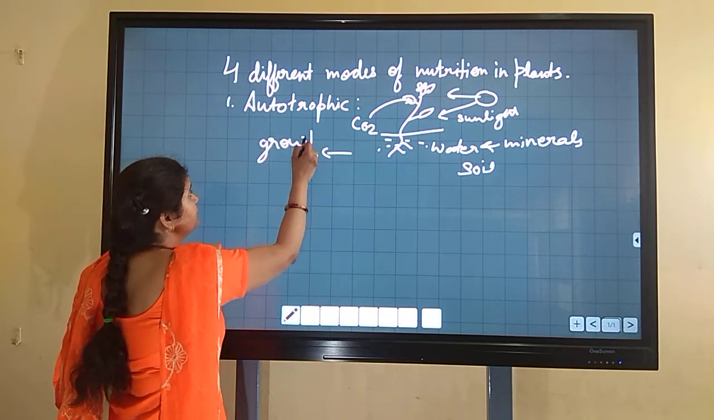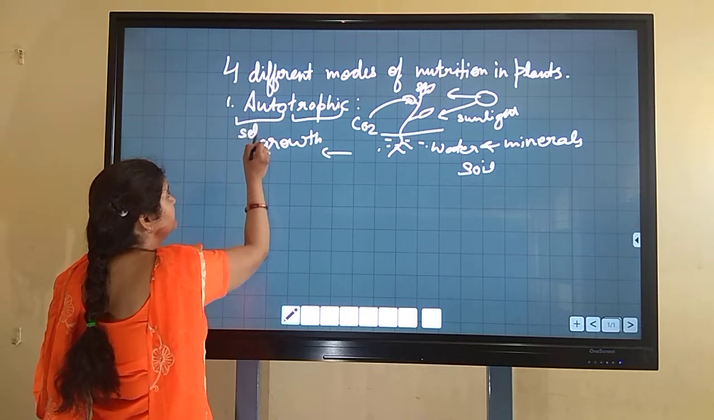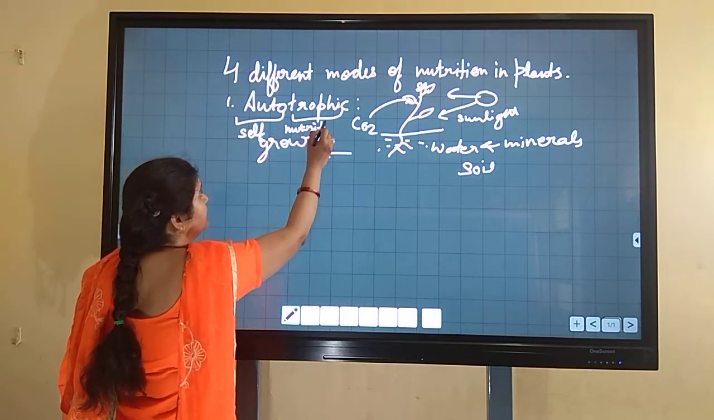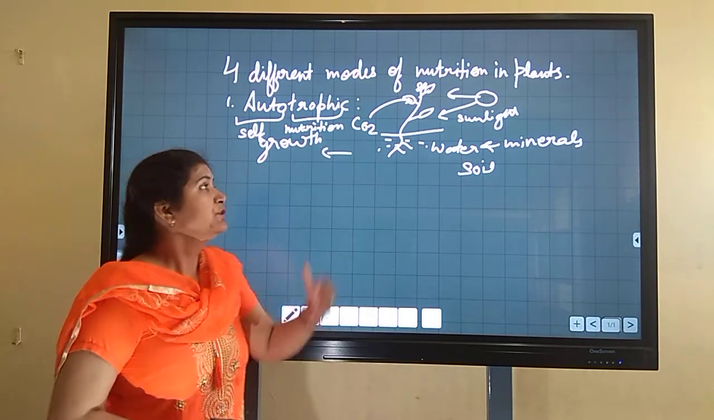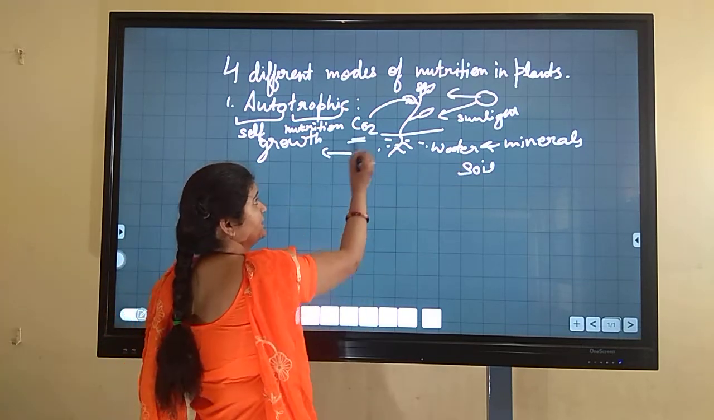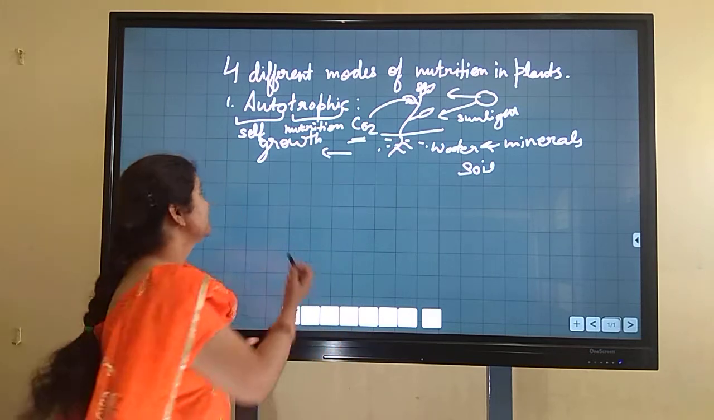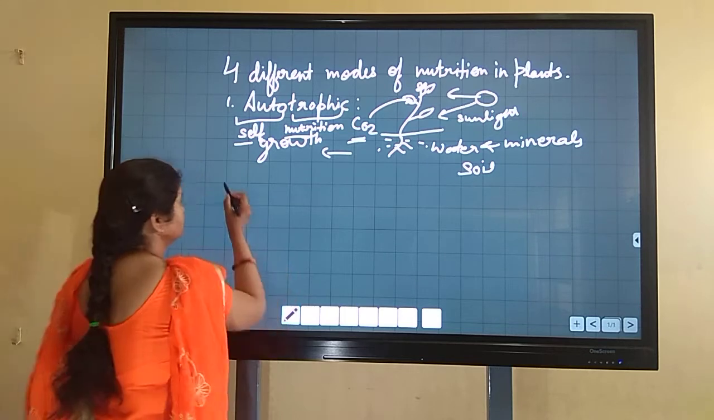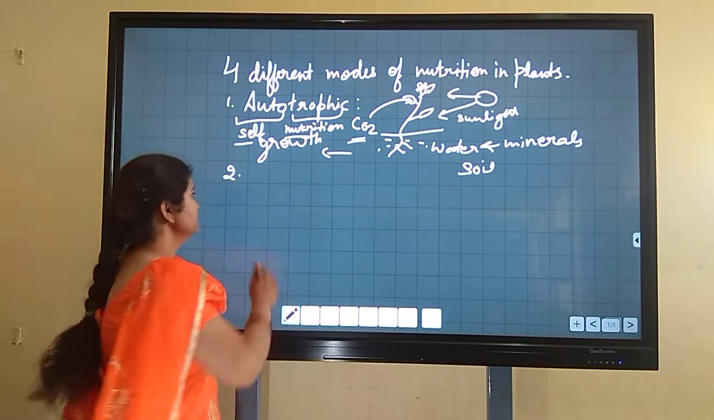This type of nutrition in which the plant does nutrition for itself is known as autotrophic nutrition. It is also defined as using simple substances like water, minerals, carbon dioxide and sunlight, preparing its own food. So this is self-feeding, self-nutrition. This is autotrophic.